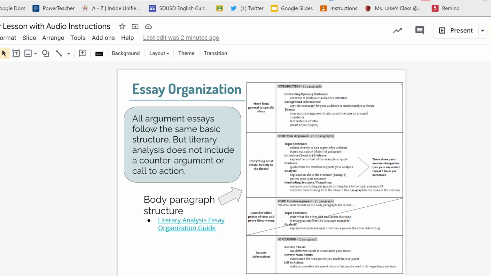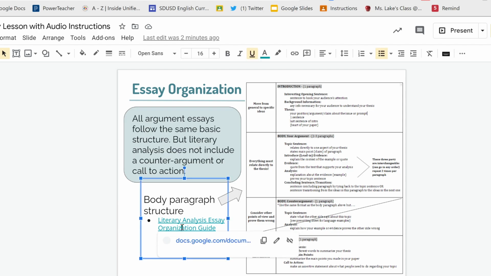Now you're going to review the structure of a good literary analysis essay to prepare you to begin writing. You might want to take notes as I go over each part of the organization guide.